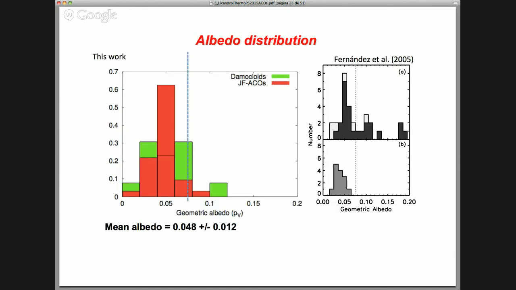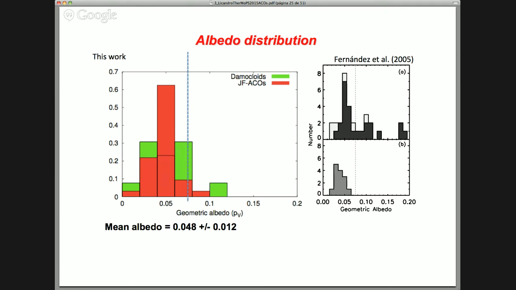Okay, here is a histogram of albedo for Damocloids and Jupiter family ACOs, and the distribution is very similar, and is very similar to the distribution of comets. Right here, this is in the paper of Fernández of the ACOs, and this is the distribution of comets, and here is our distribution. I didn't include the objects with very uncertain albedo in this plot, but there are only 3 that are far away here.